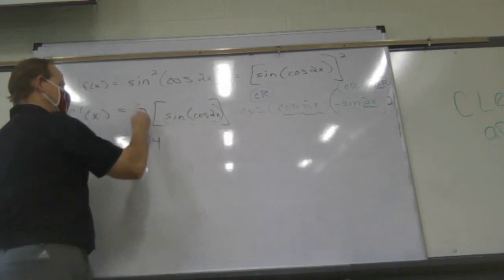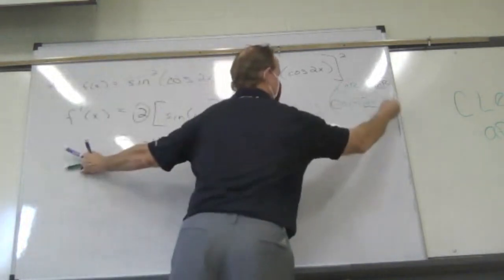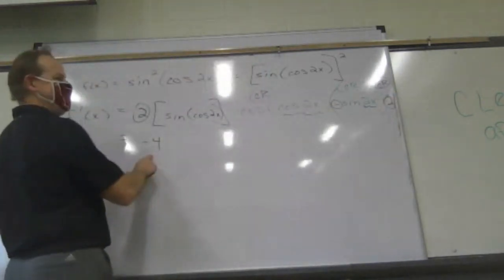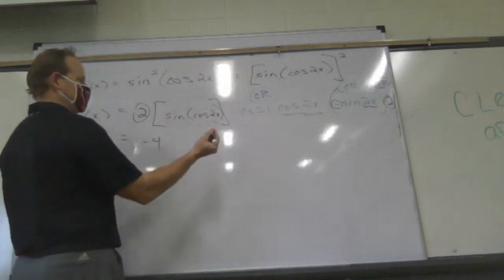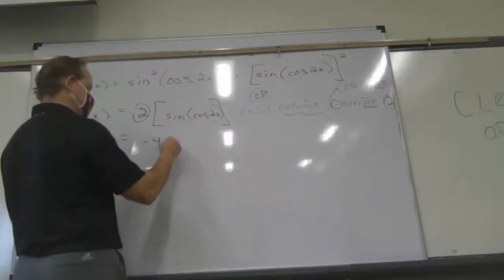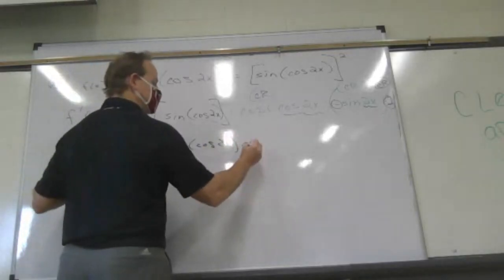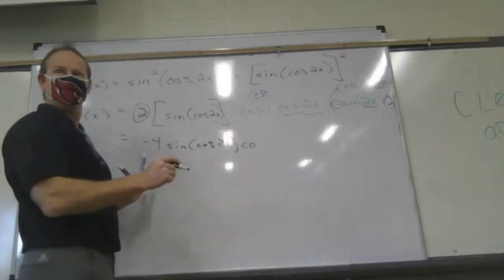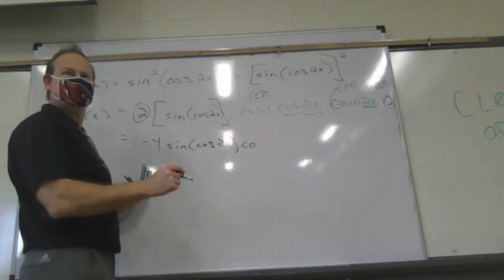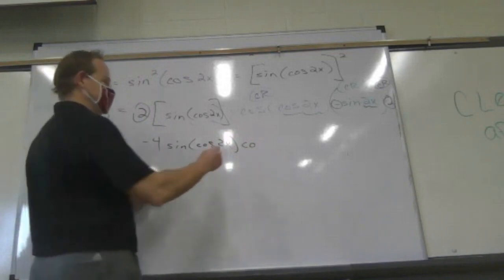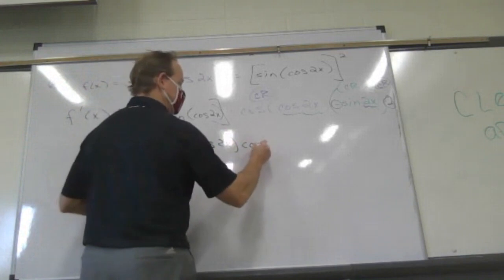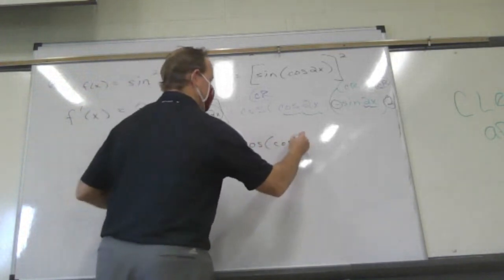I can multiply those 2's together and the minus sign, and I get minus 4. Minus sign of the 2, that's minus 4. And then it doesn't really matter what order you have it in. Sine of the cosine of 2x times cosine of the cosine of 2x.